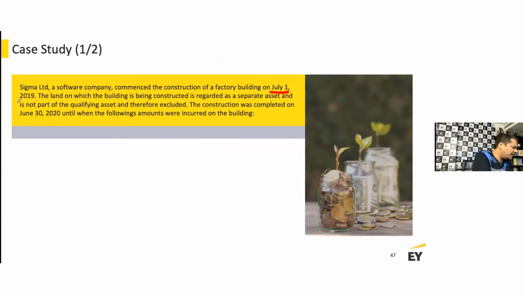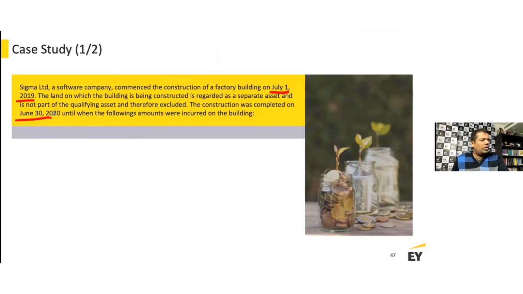Okay, July 1, 2019. The land on which the building is being constructed is regarded as a separate asset and is not part of the qualifying asset, and therefore excluded. Given the information, we can't do much about it. Now, the construction was completed on June 30, 2020. It's almost a year, right?